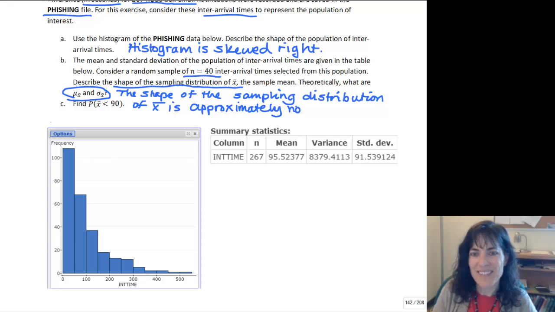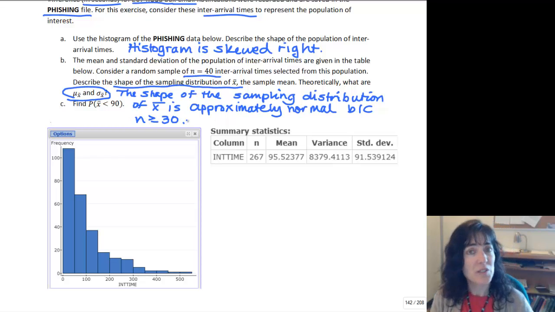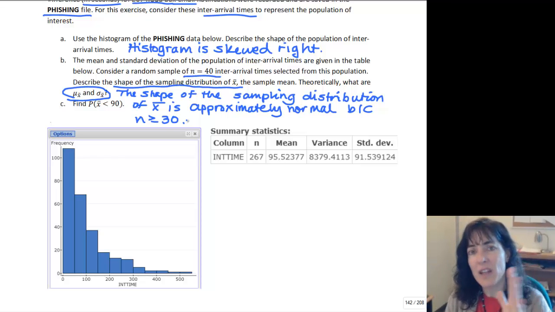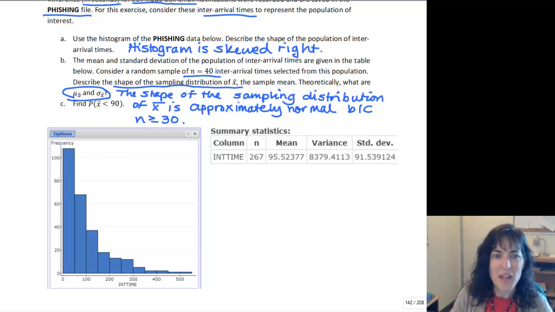And why is that? Because n is greater than or equal to 30. That's all we have to know. N is greater than or equal to 30, and then your distribution for your X bar is going to be approximately normal. It's a wonderful thing. Now let's look at the other two parts. So we're still on part B, and we want to find the mean of X bar.